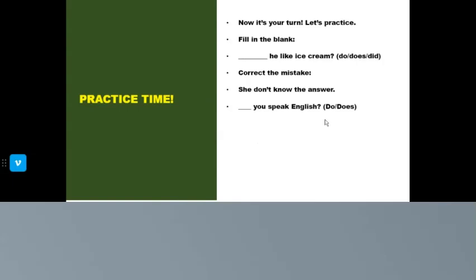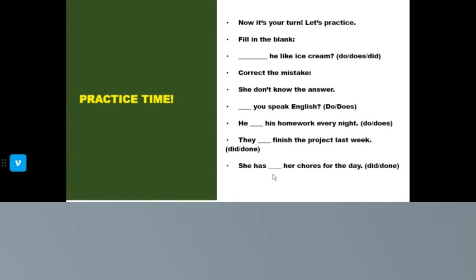Dash you speak English. Do, does are the options. He dash his homework every night. Is it does, do, or does? So they dash finished the project last week. Is it did or done? She has dashed her chores for the day. Is it has did or has done?